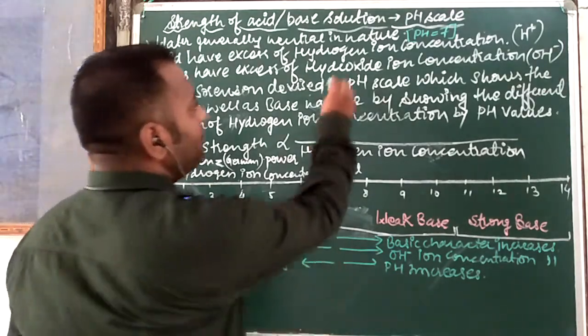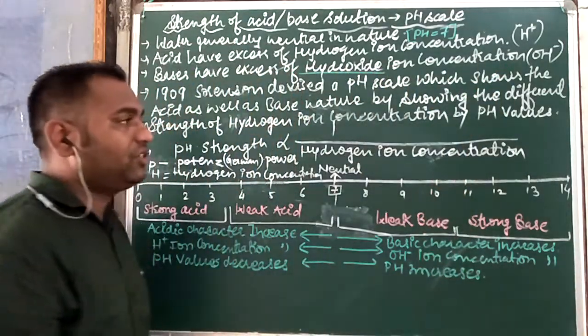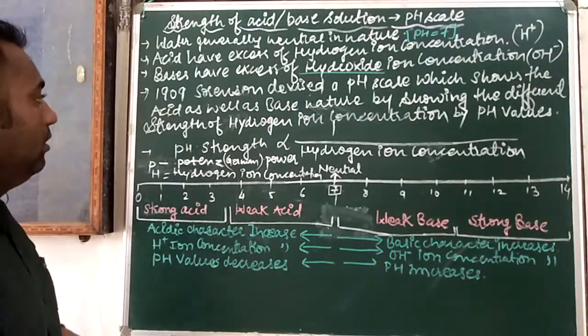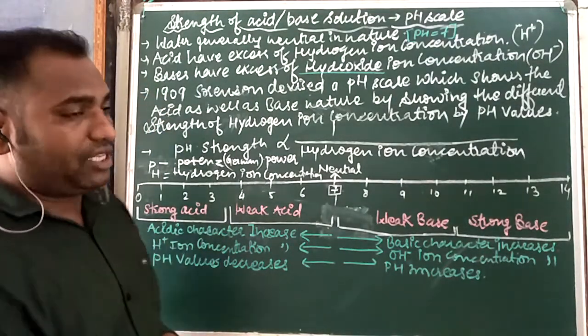Hydroxide ion means OH minus ions. OH minus ion concentrations are basic in nature. Now, the pH scale.